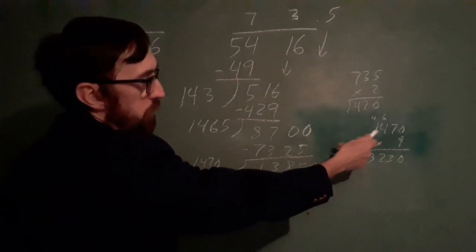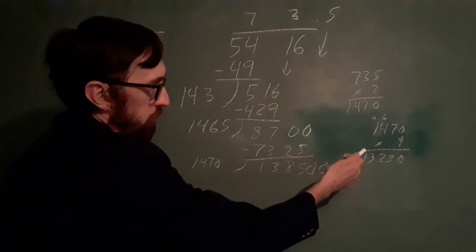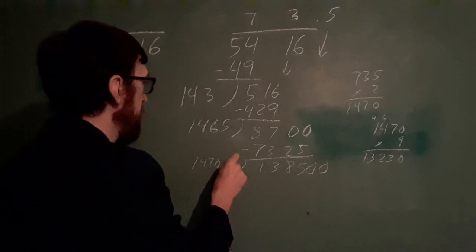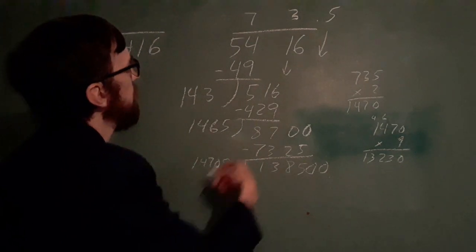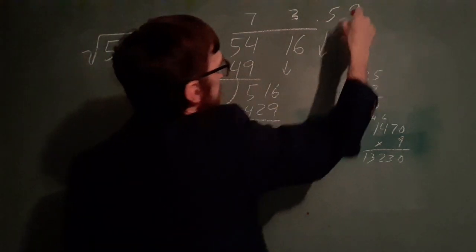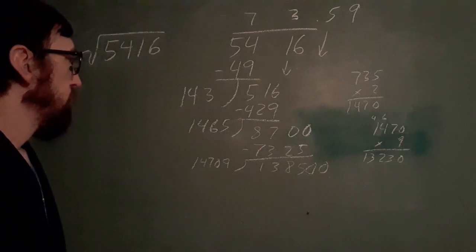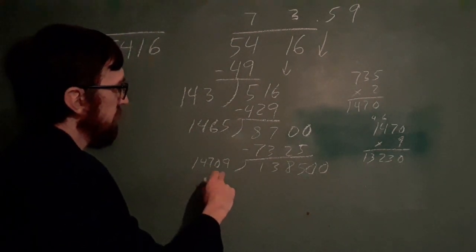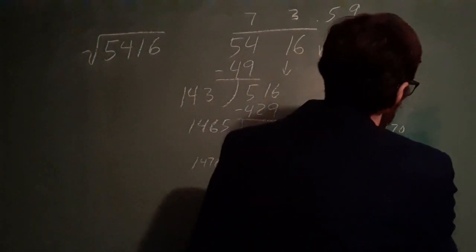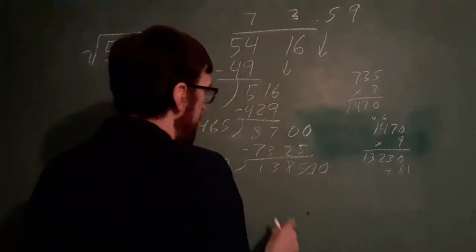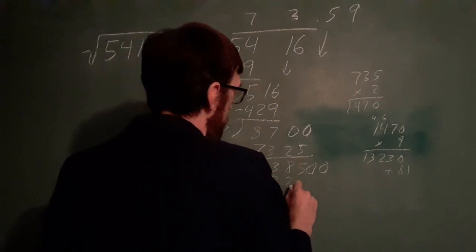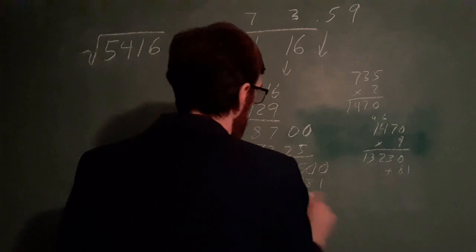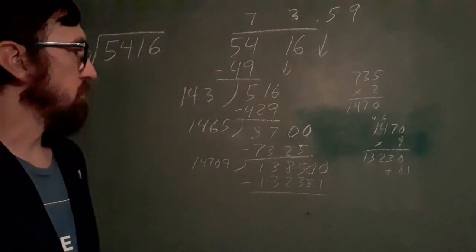The closest that we're going to get to 138,500 is multiplying the 1470 by 9, and we get the 13,230. I'm going to put a 9 here, put a 9 up here. So we're going to multiply this by 9. So we're going to add over here 81. So we have 1, 3, 2, 3, 8, 1 here that we're going to subtract out.